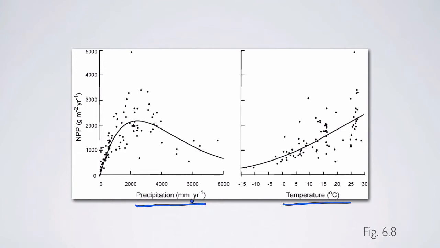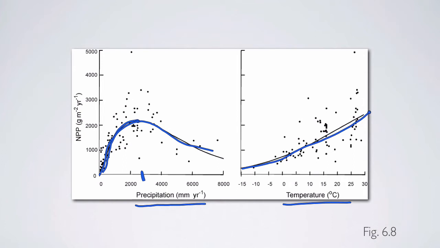So this would be annual precipitation, millimeters per year, and mean annual temperature. So the average temperature of an average day in degrees Celsius. So here the left panel shows that NPP increases with precipitation to a certain point, and then it's flat to declining. So for most ecosystems, up to almost 3 meters of rain, increases in precipitation increase NPP, at least on a geographic scale.